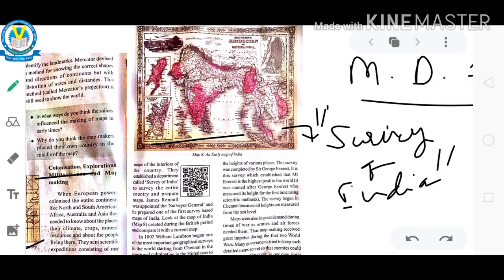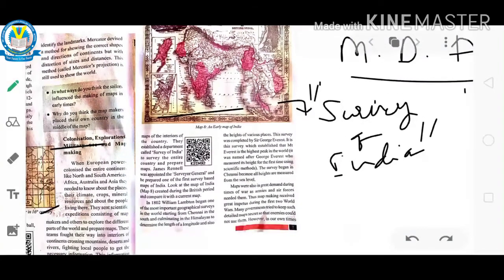At the time of James Rennell, he was appointed the Surveyor General. He prepared one of the first survey-based maps of India.